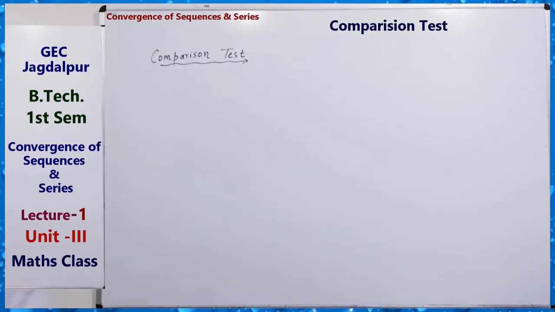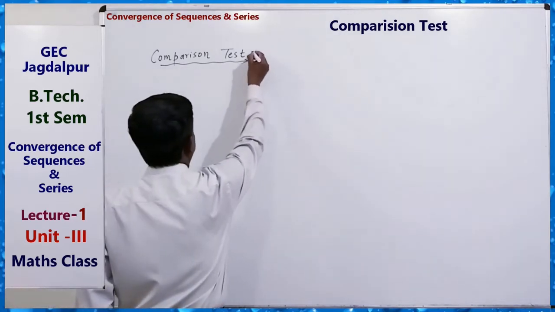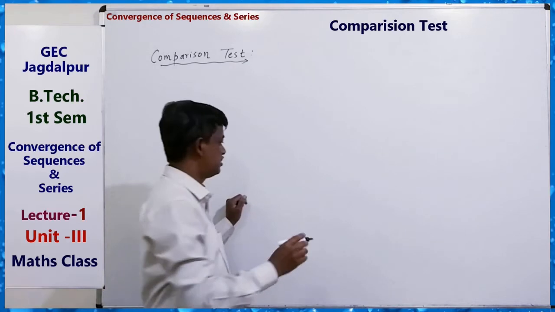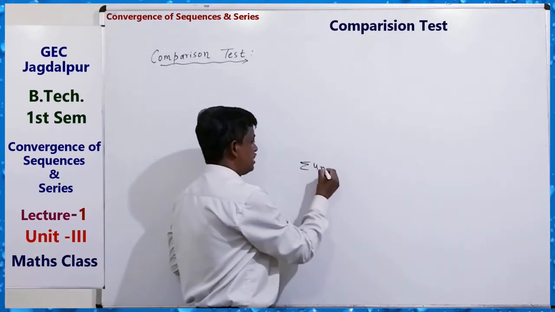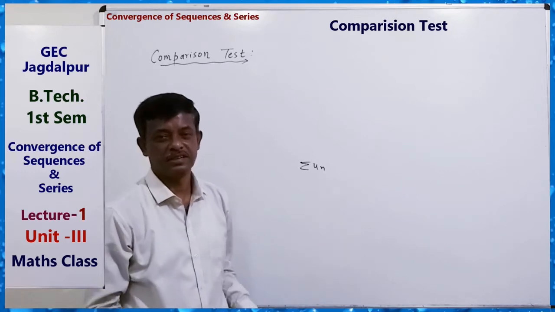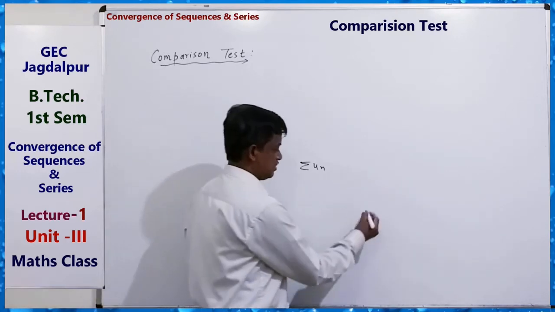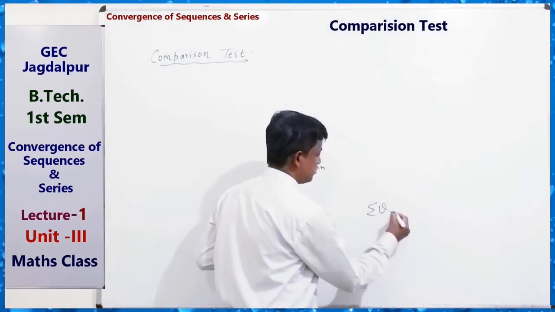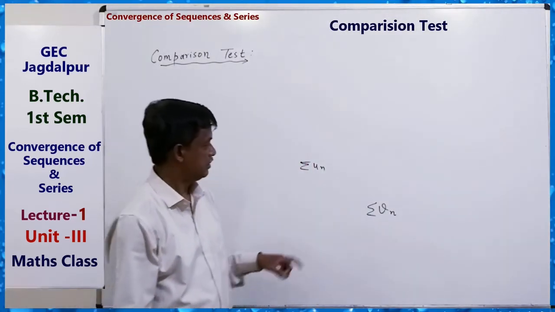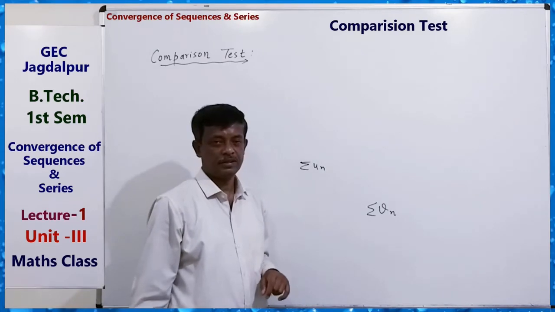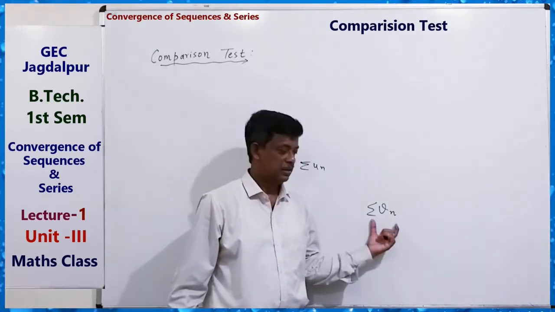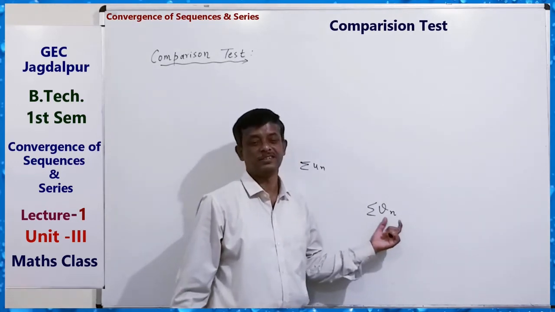So, comparison test. It's a statement, very simple. Suppose we want to test for this series whether it is convergent or divergent. We just have to make a series. If we are having two series, Un and Vn, and one series is known, whether it is convergent or divergent.